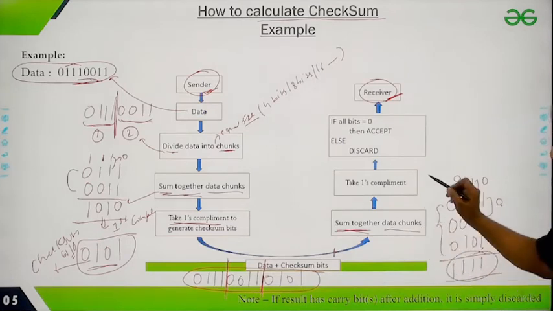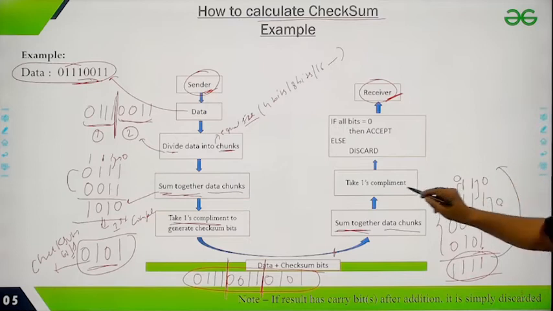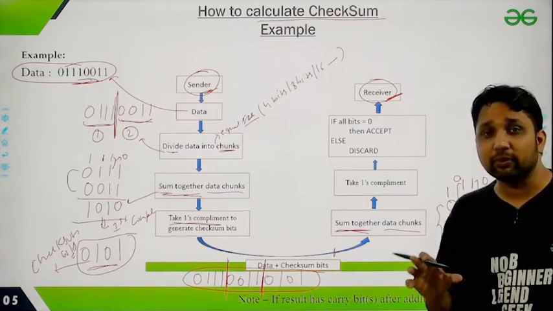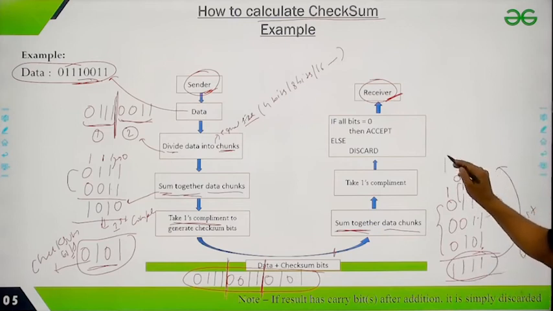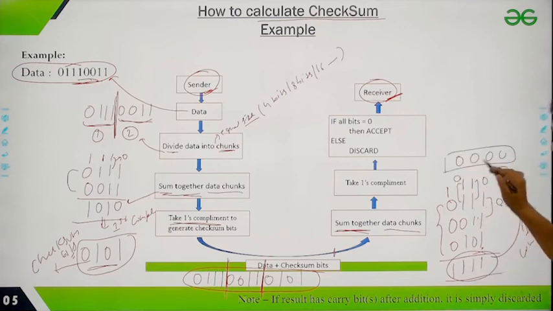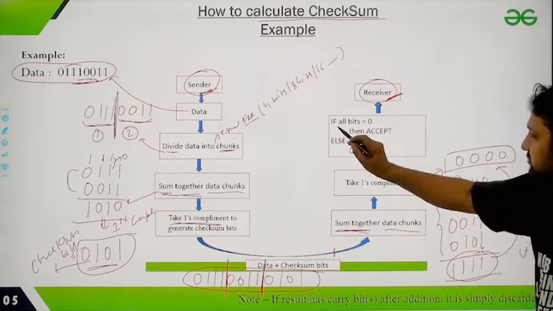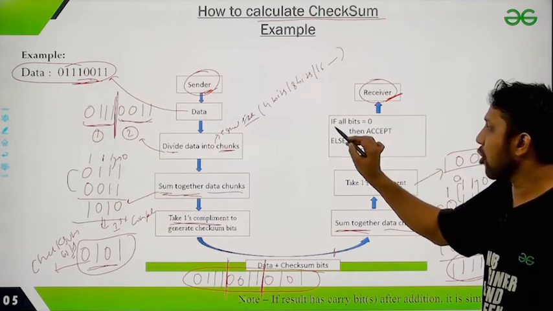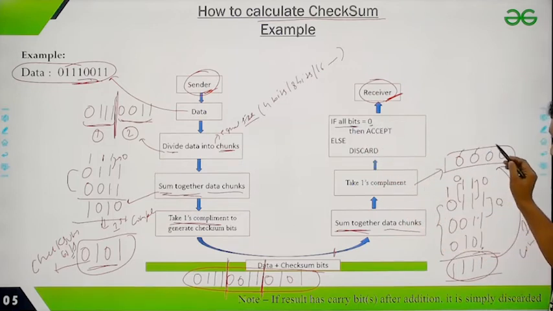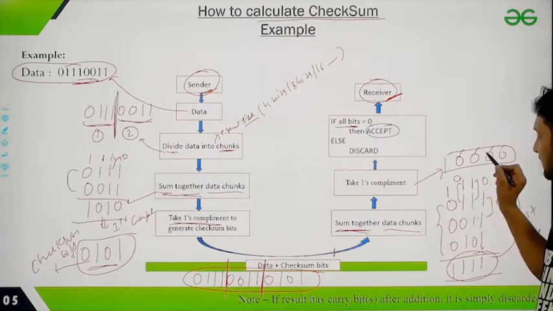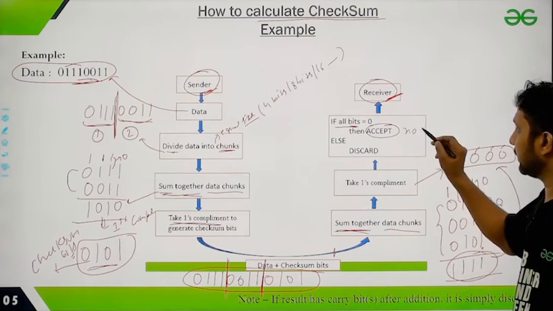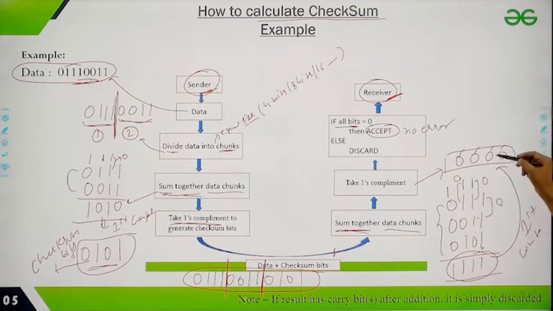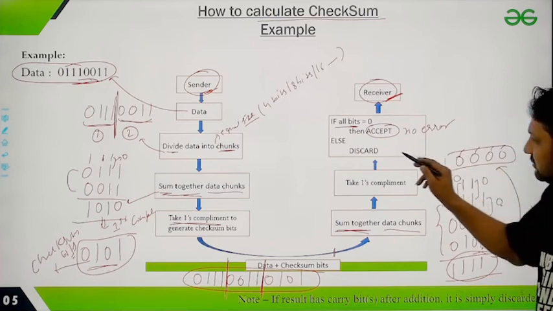We get this sum, and we need to take the 1's complement of that. We know what we do in 1's complement: we simply convert 1 to 0 and 0 to 1. Here we all have 1's, so the 1's complement will be 0, 0, 0, 0. After that I am checking this condition. What is this condition? If all bits are 0, yes, all bits are 0, then the string is accepted. That means there is no error in the data. But if there is a 1 somewhere, then in that case we will discard.